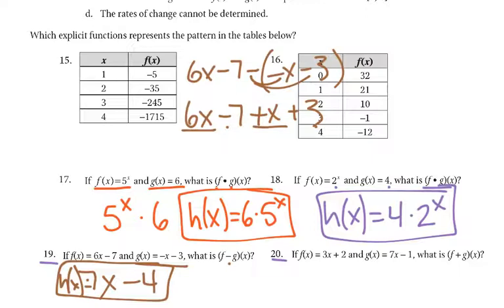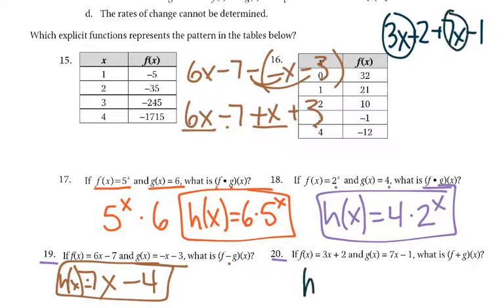On 19, we're adding them. So I just go 3x plus 2 plus 7x minus 1. Combine like terms, 3 and 7 give me 10x. 2 and 1, well, it's a minus 1, so 2 minus 1 gives me a plus 1. And there's all those ones.